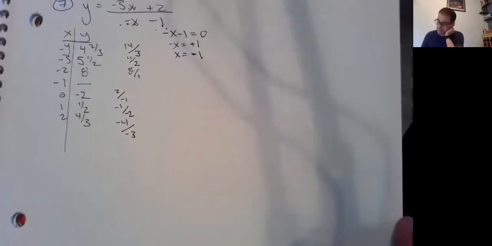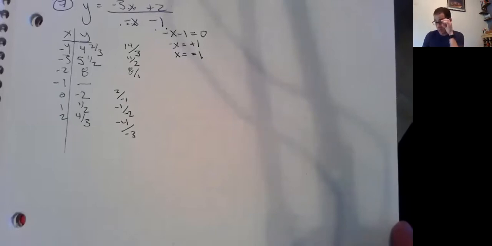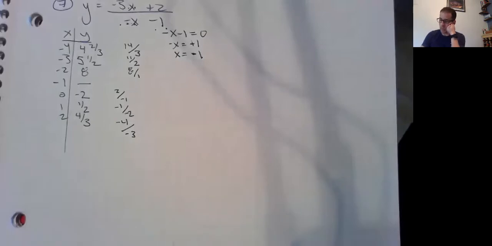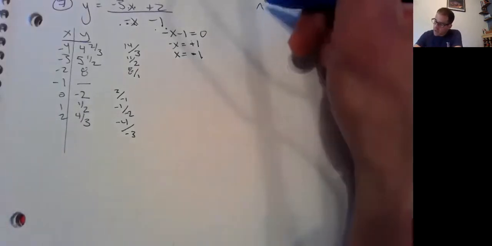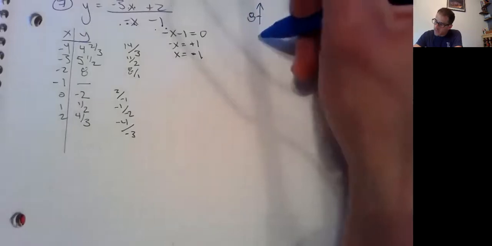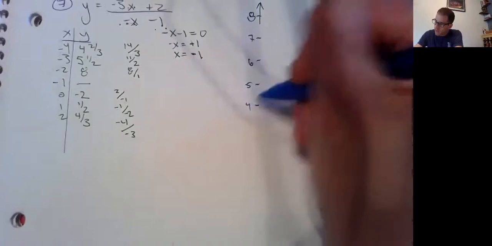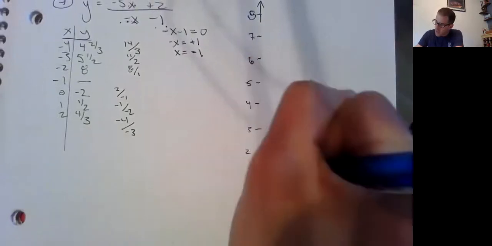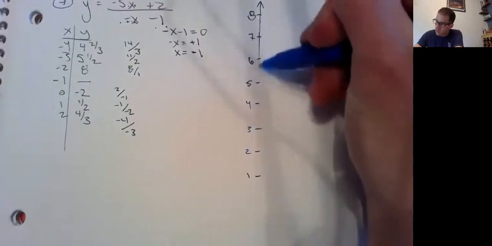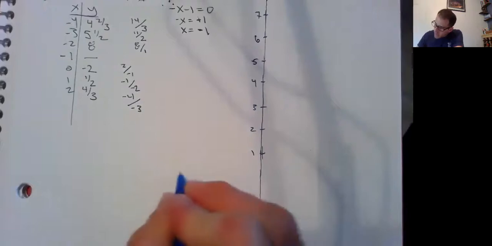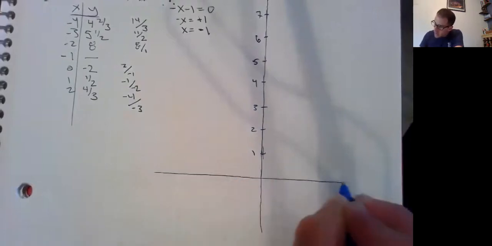Ooh, we're going up to 8. And we are going down to negative 2. I'm going to count by halves, I guess. And then my y-axis is going to be pretty much in the middle. So let's say 8's up here. 7, 6, 5, 4, 3, 2, 1. Here's my x-axis.